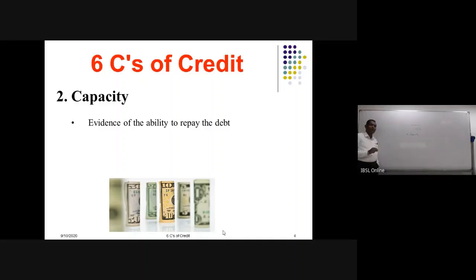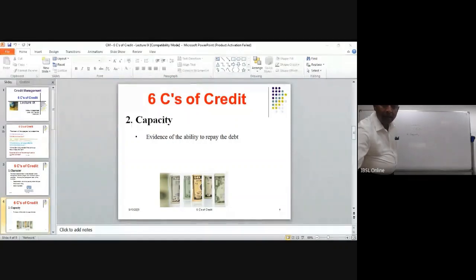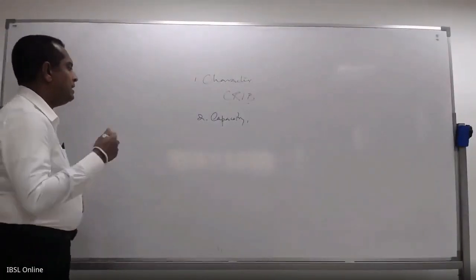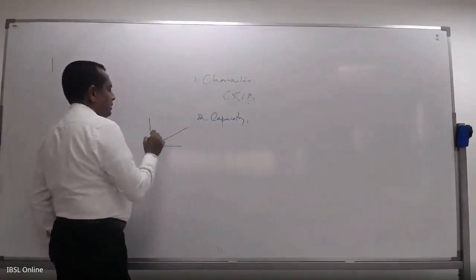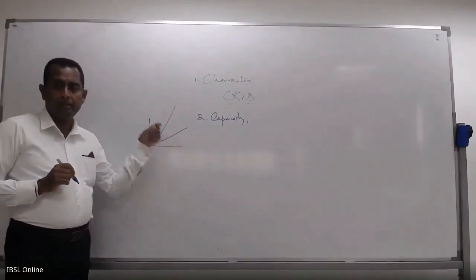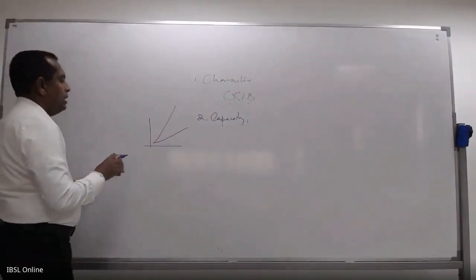Today I can pay only 5,000. If you give the loan, I will pay 500,000, right? That can't happen. Businesses grow gradually. It won't grow like this. It will grow like this, right? So you have to be careful.